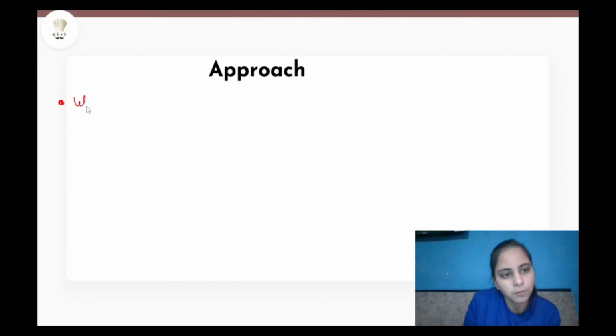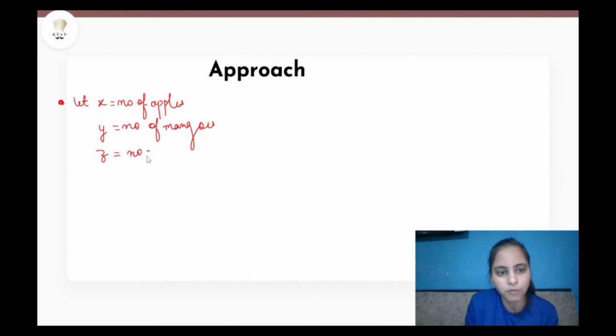So let us assume that x is the number of apples in the basket, y is the number of mangoes in the basket, and z is the number of oranges in the basket. Now we can express our values a, b, c, d in terms of these x, y, z. We know that a is the total number of apples and mangoes present in the basket. That is, a is simply the sum of x and y.